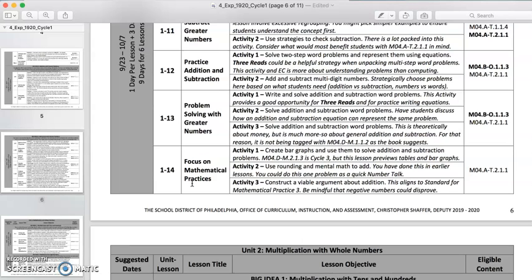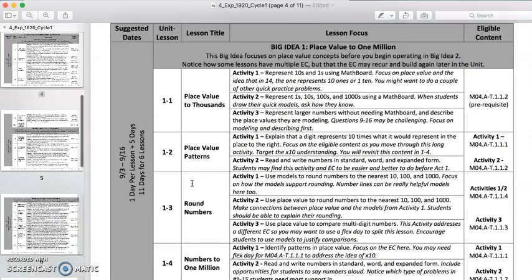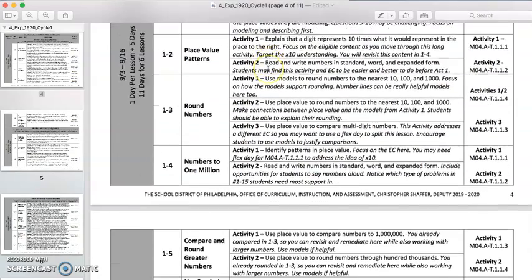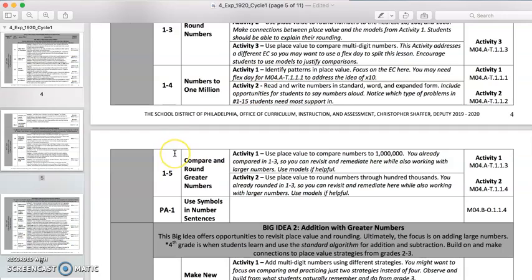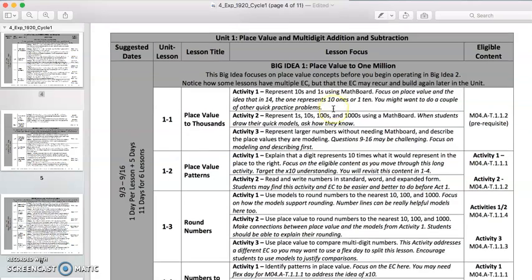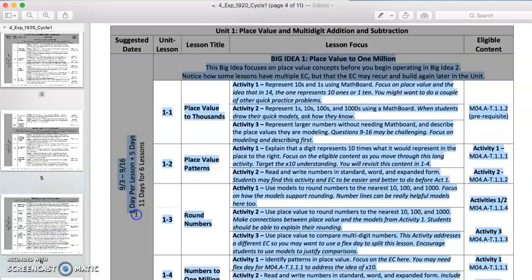Do I think about all 14 at one time? Do I think about only one lesson at a time? To help you focus, Math Expressions breaks their units into big ideas. So lessons 1 through 5 plus this PA lesson are all a part of Big Idea 1. In this document, I broke it down by big idea and I provided a summary of the big idea to help you focus as you're working on that chunk of lessons. I also gave you the range of dates. So I am working on Big Idea 1 from roughly 9/3 until 9/16. That gives me 1 day per lesson plus 5 flex days.